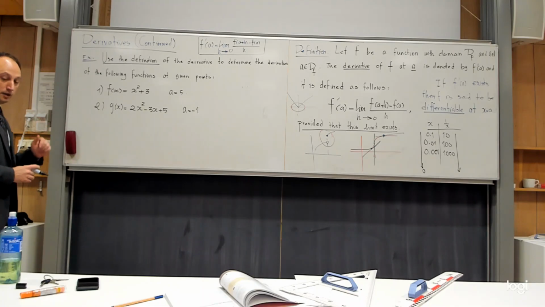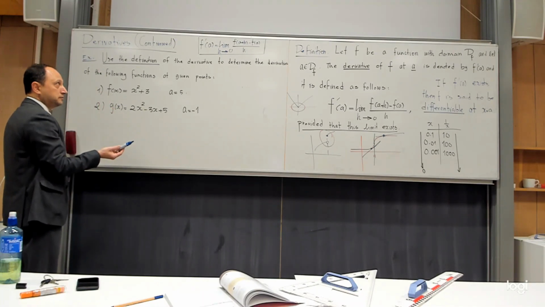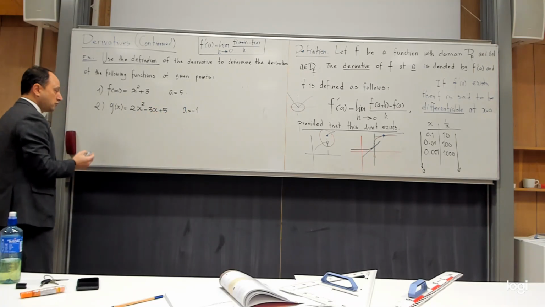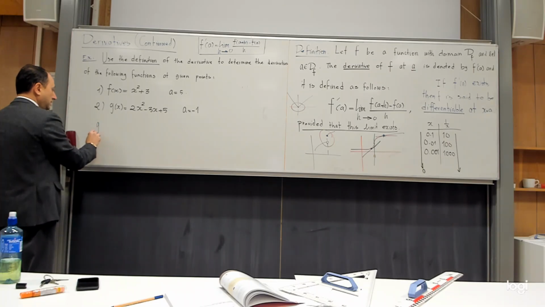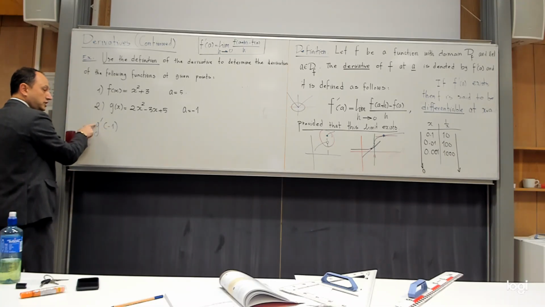Okay, now can you help me, what I'm supposed to do? I want to calculate, if possible, the derivative of g at this given number. So what I want to do, I want to calculate g prime at minus 1. How should I read it? The derivative of g at minus 1.